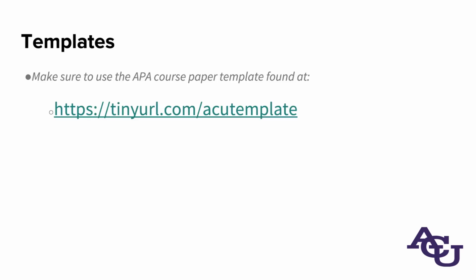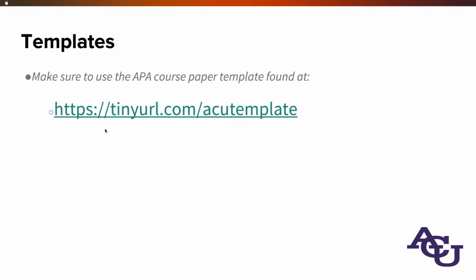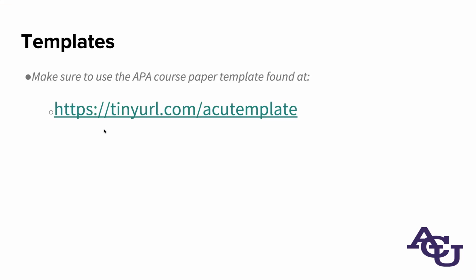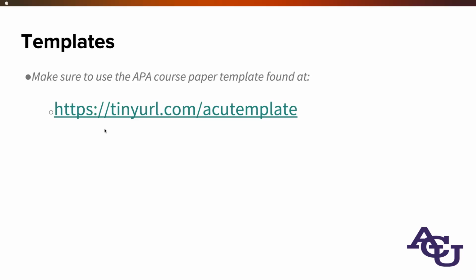So for the next stage, we're going to grab a copy of the APA course paper template that you can download either from your class, this course site in Canvas, or from the ACU Online Writing Center website. So I'm going to go grab a copy of that. And let's go ahead and open it. You can follow along on your own computer if you prefer, or go through this process later. But let's take a look at this template here.